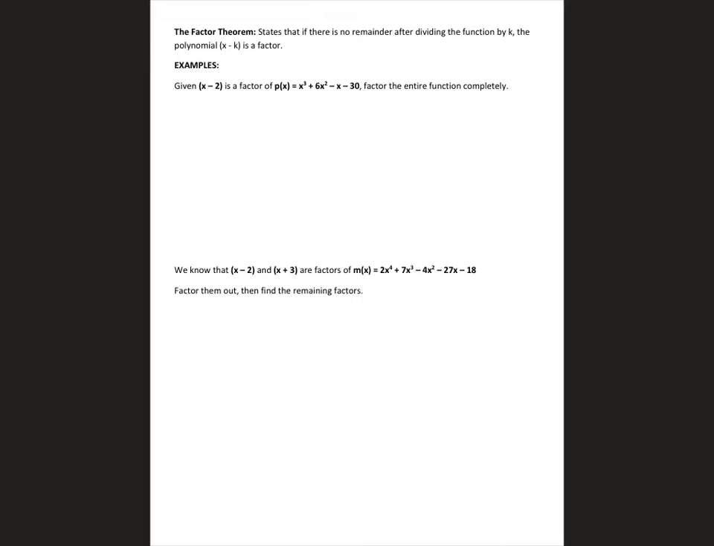So if we look at this first example, it says given x minus 2 is a factor of p of x, factor the entire function completely. So in this particular example, it says that x minus 2 is a factor of that polynomial. Again, if we try to relate this to something you already know, it's essentially saying, given that 4 is a factor of 36, factor the entire number, essentially, right?